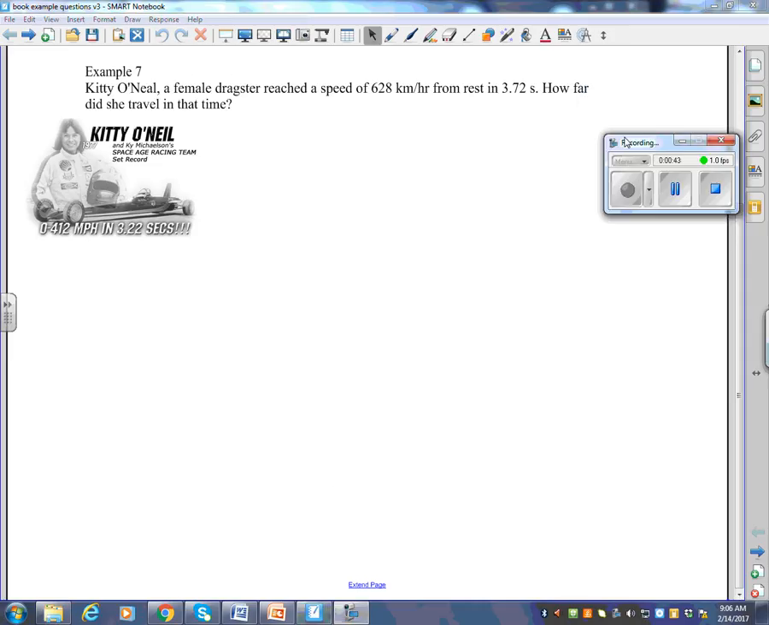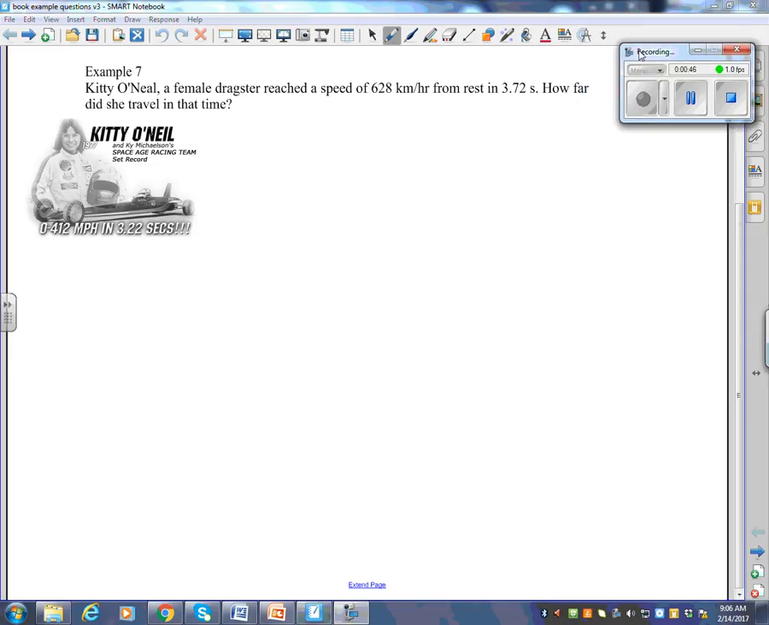How far did she travel in that time? So what do we know? We know her final velocity. Okay, so we've got the final velocity. We have from rest, and we have the time. How far did she travel in that time? So we're looking for displacement, the d value. Which formula has all that in it?